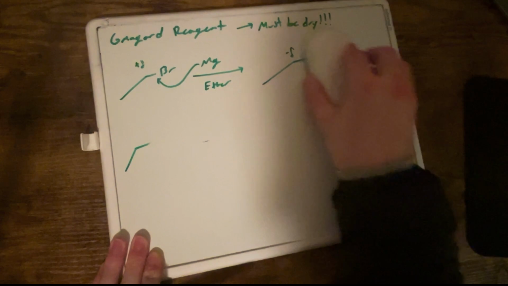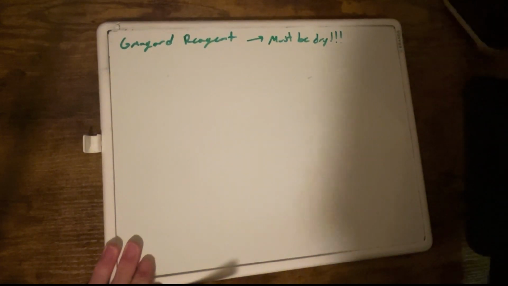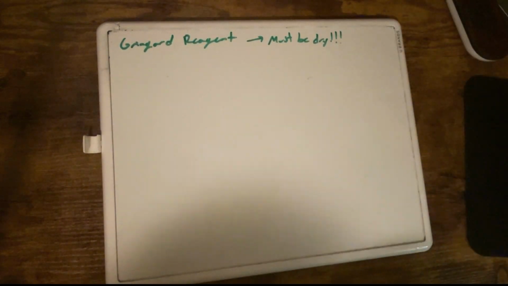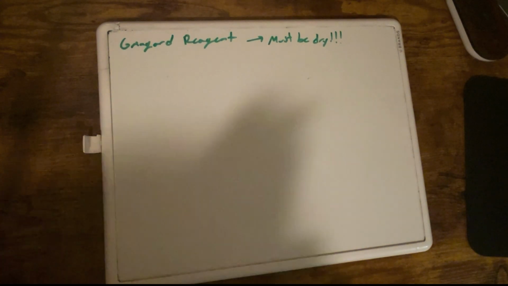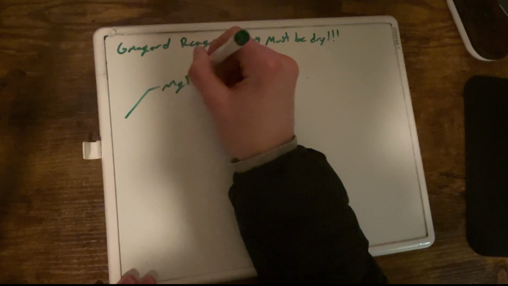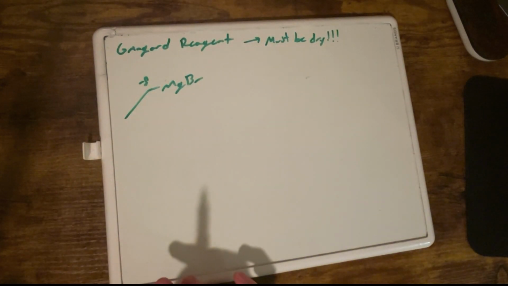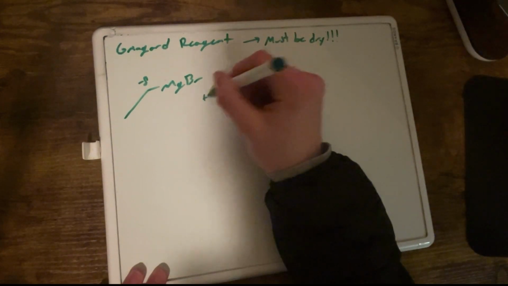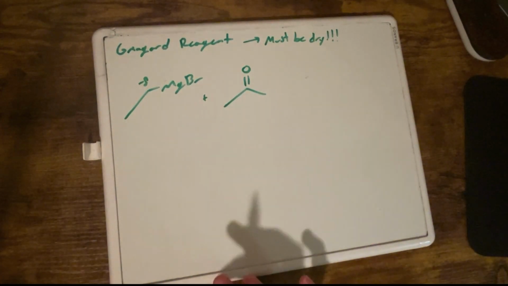Now, like I said, the reason Grignard reagents are important is because the carbon now becomes the nucleophile, which means that we can react with things like ketones. So in this example I have set up here, we have a magnesium bromine, and again, this carbon is negatively charged, reacting with a pretty simple ketone.